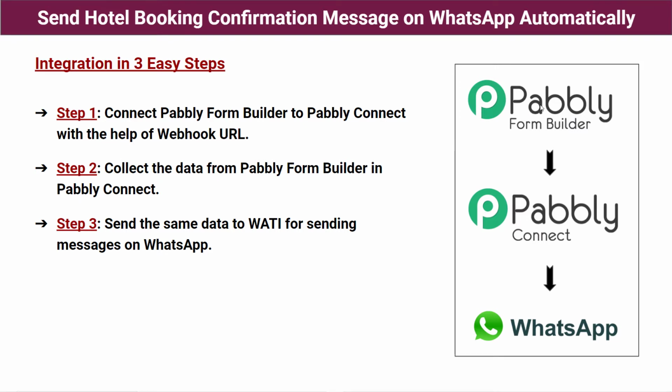So you're going to make a submission in Pabbly Form Builder. The details of that form submission will be automatically captured in Pabbly Connect. Now we have the third step, send the same data to Wati for sending the messages on WhatsApp. So here's the thing, you can't directly send messages on WhatsApp. That is why we are using an official API of WhatsApp, that is Wati, to send the WhatsApp message. With the help of Wati, you can send WhatsApp messages to customers, leads, students, or anyone you want. The process is very simple. Let me show you in detail.